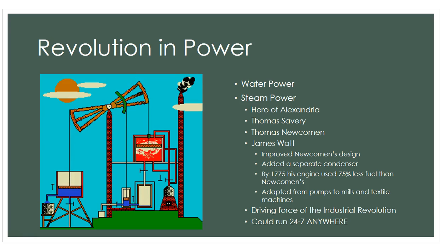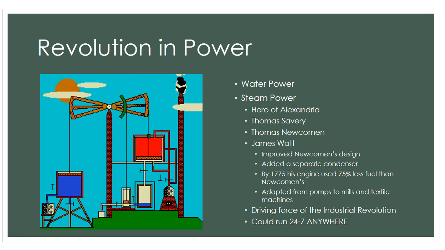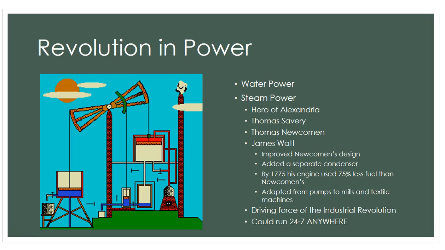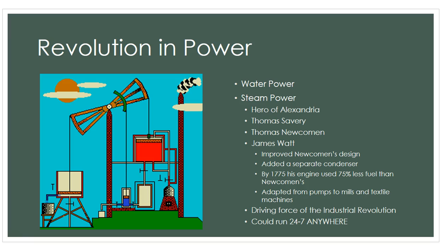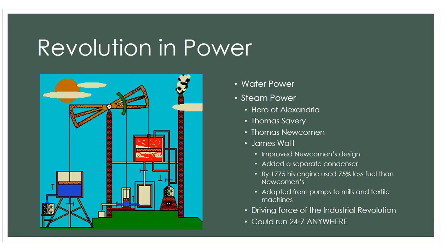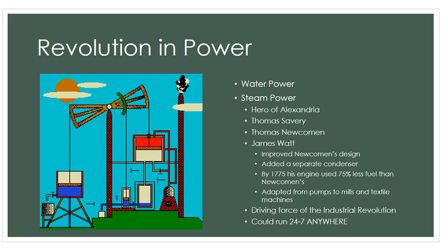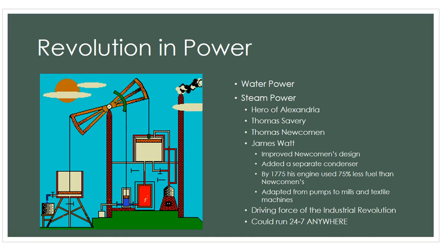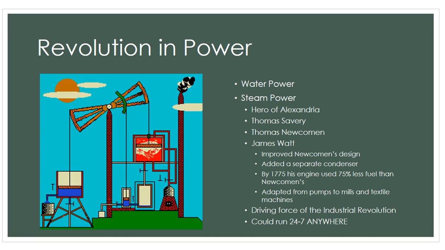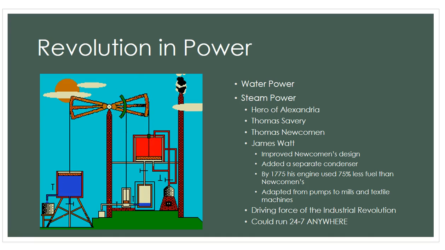And once steam power was adapted to these uses, it really became the driving force of the Industrial Revolution. Now, factories could run 24/7 anywhere, right? It didn't matter if you were near a stream with a steady supply of running water. You could be in Tucson, Arizona, and have a factory that could run 24/7 because you had the steam engines.